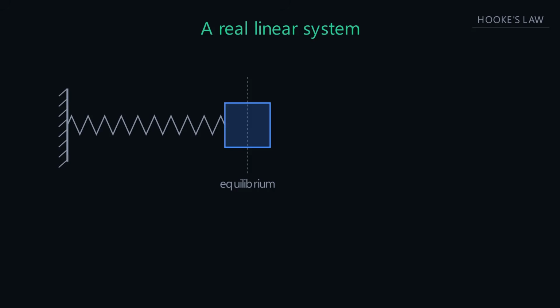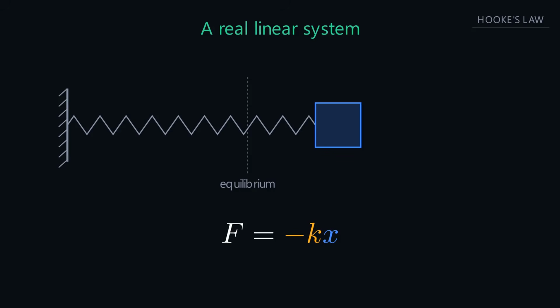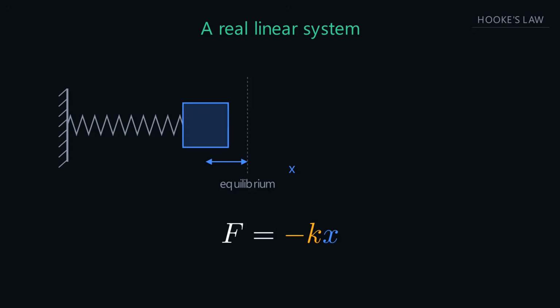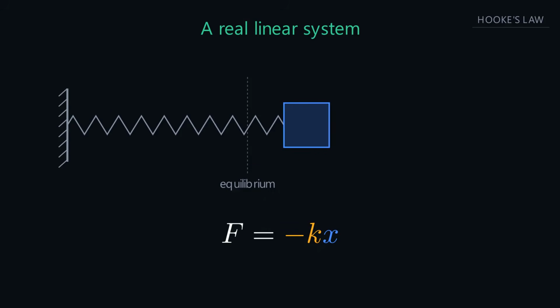So Hooke's law states that the force of a spring is equal to negative k times the distance it's away from equilibrium. So if you stretch a spring out, the force that's going to be pulling back towards this equilibrium point is going to be equal to a negative constant times the distance you pull back. Now this is actually a linear differential equation.